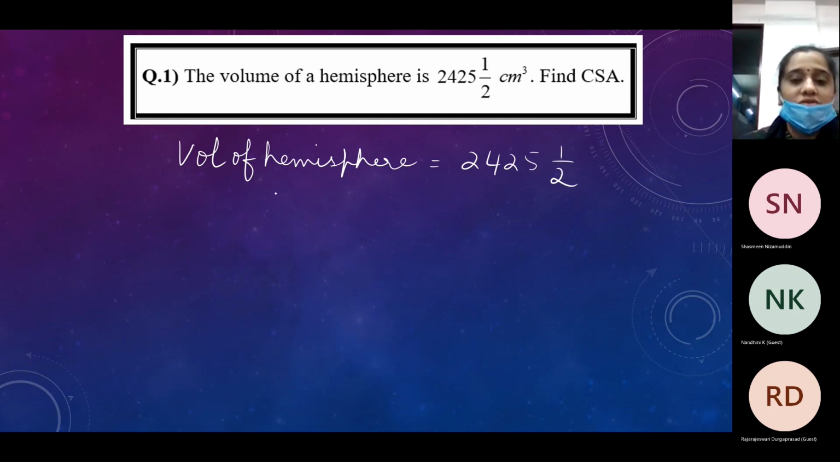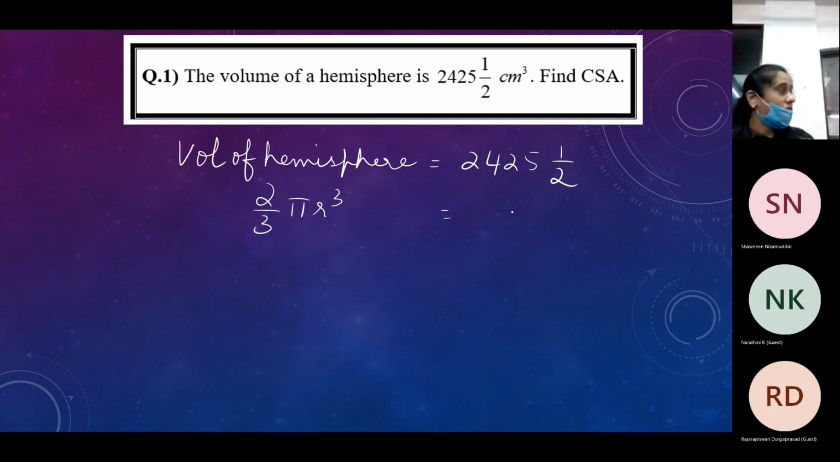So convert this to a mixed improper fraction. So 2 by 3 pi r cubed is equal to whatever, and find the value of r. What's the improper fraction? 4851 by 2. All right. Let me see who can give me the value of r first. The value of r.